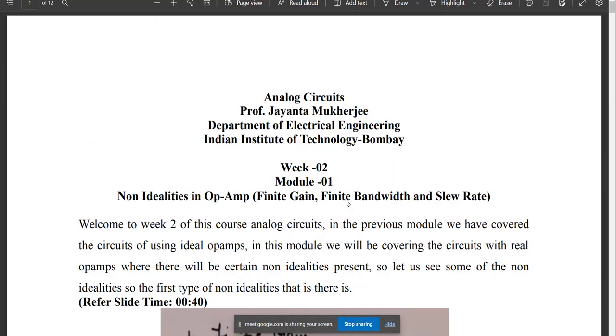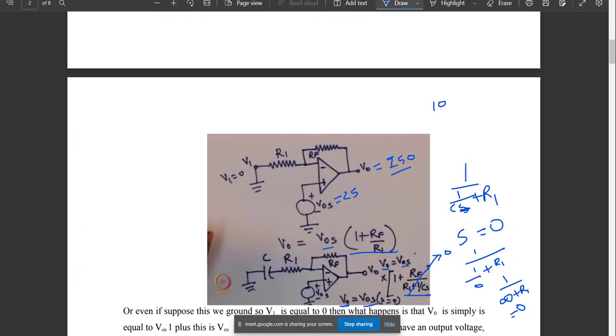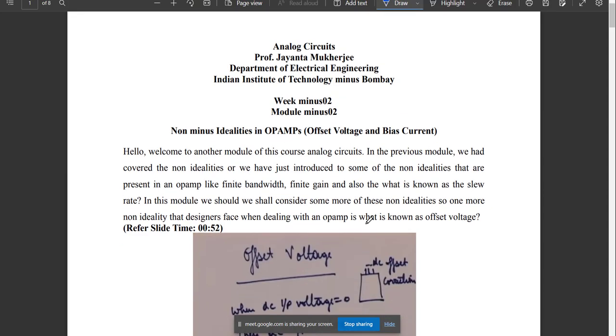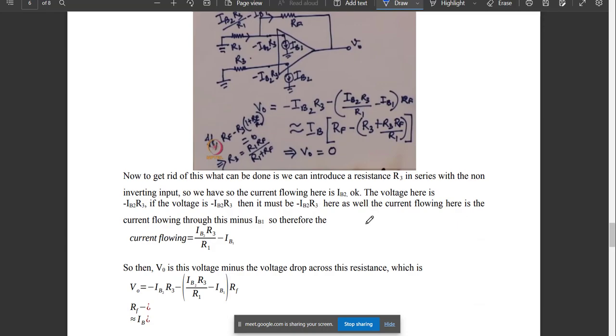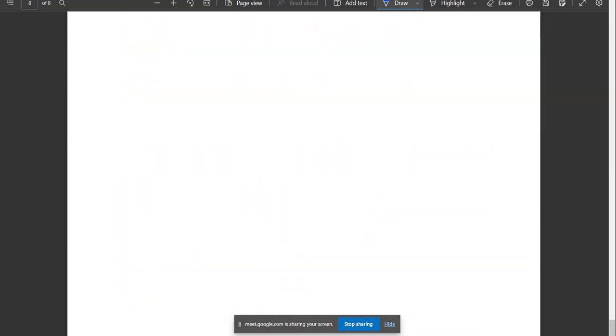So let's see. No, not this one. Lecture C talked about dominant pole here. No, anyways, leave it.